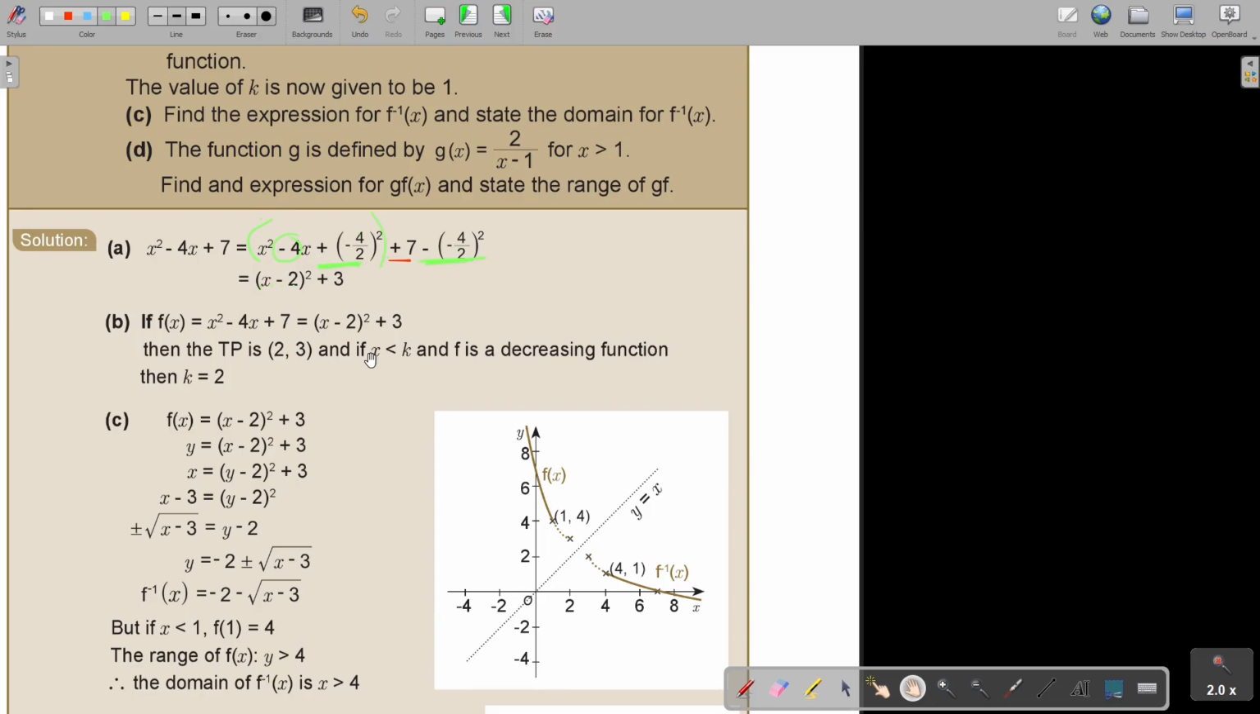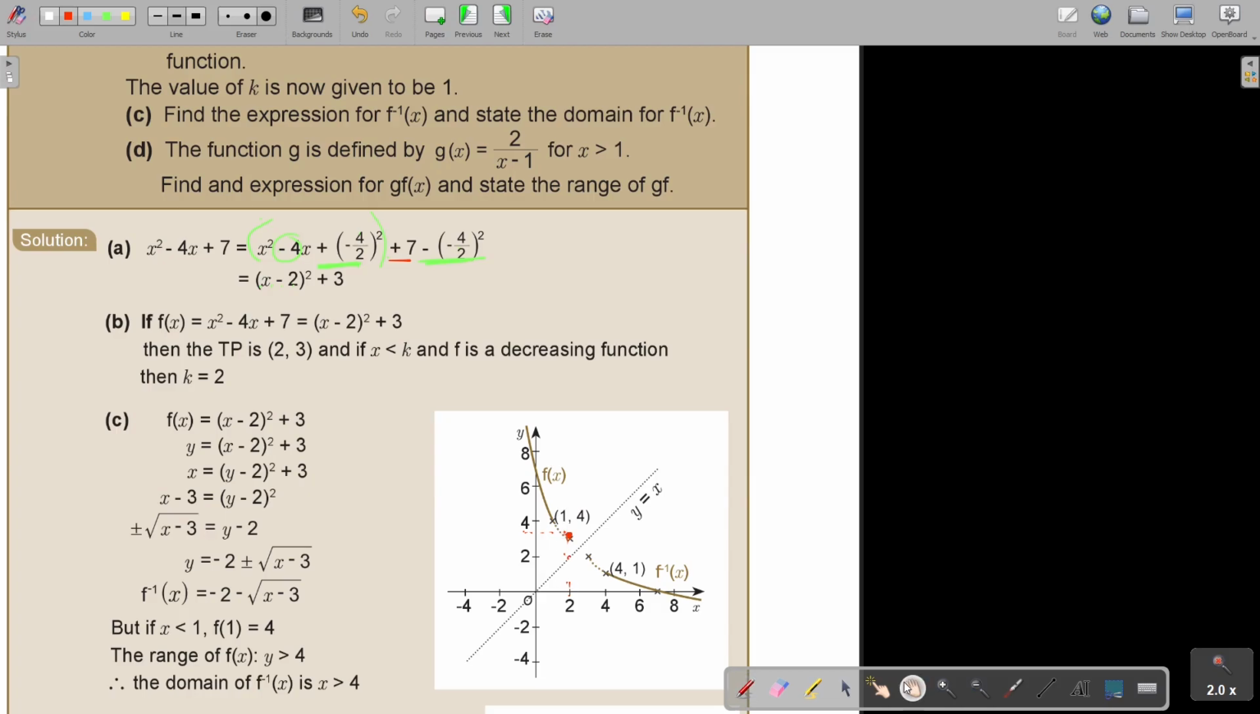So if x is smaller than k, f is decreasing when k is 2. Because, I think I did it here. Yes. Here on the sketch, you can always make a rough sketch. So the sketch is coming like this, and there was the 2 and the 3. Do you see that? The turning point. So if it's going to be decreasing, do you see? So then this value of k will be 2 at the turning point. Okay. So remember, it's the x value because it's x.